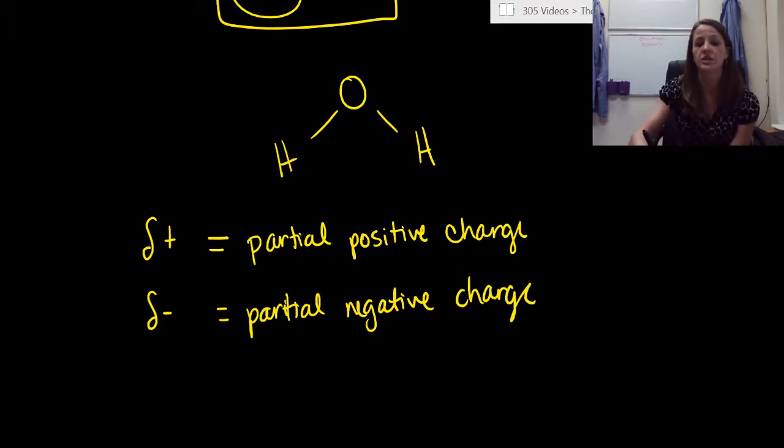molecule. So our oxygen, we said, is the most electronegative, so that's going to have a partial negative charge, whereas our hydrogens are less electronegative than oxygen, so these two pieces are going to have partial positive charges. So that's how we would label our charges in a water molecule.